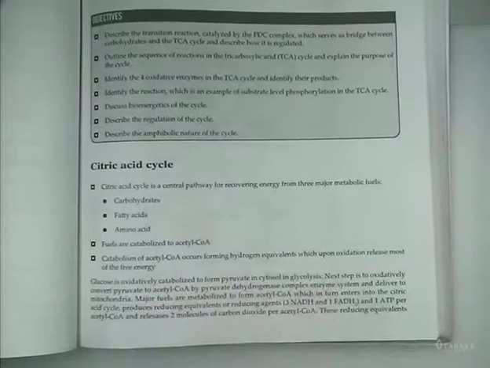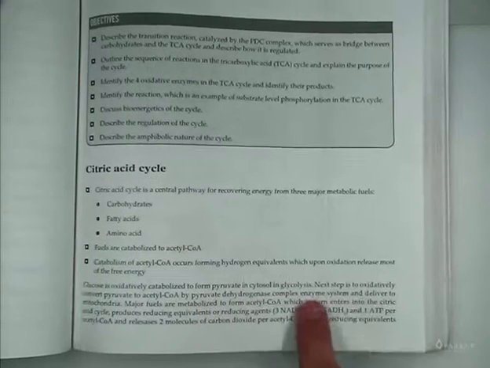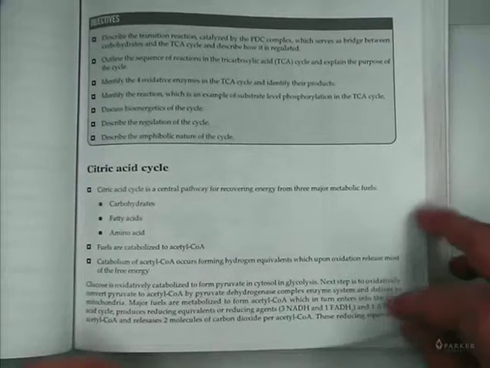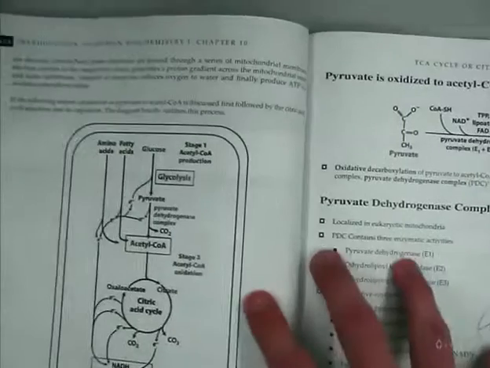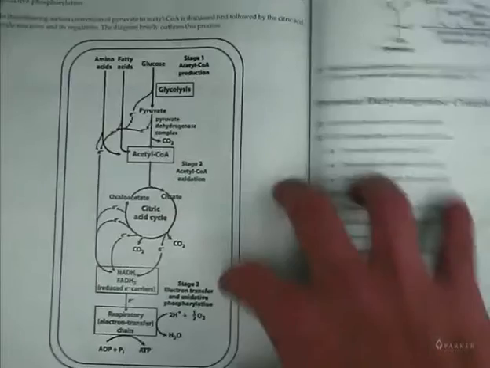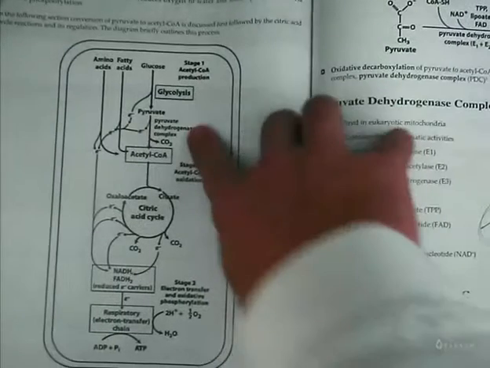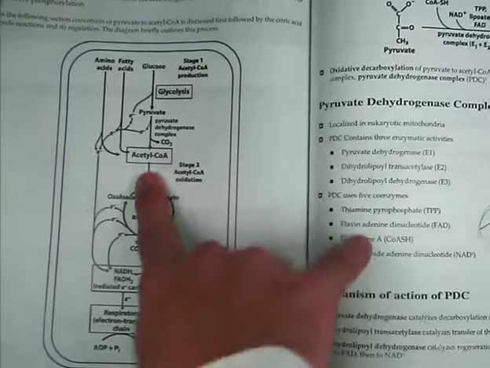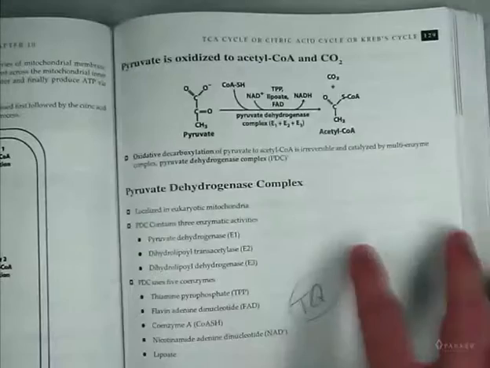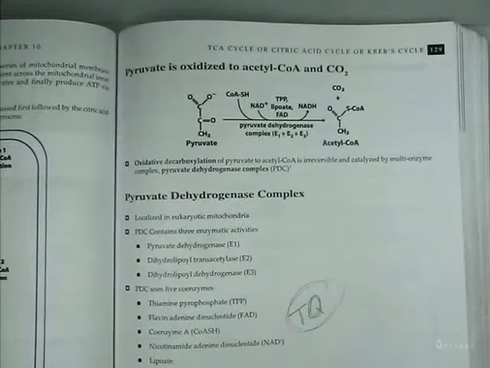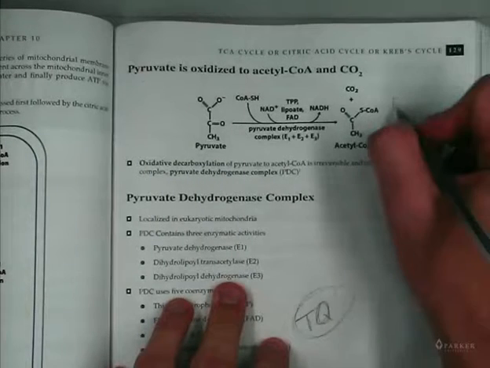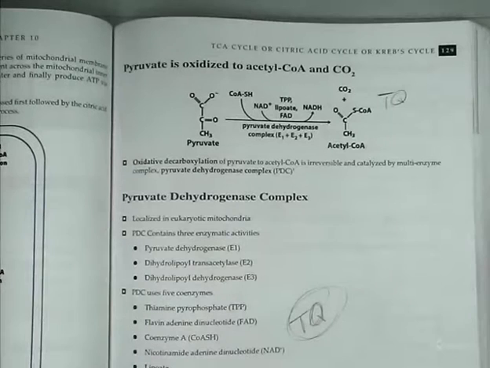Like we said, glycolysis happens in the cytosol, but the next step happens in the mitochondria. We have a nice big picture here going over all the processes. We started off with glycolysis and made pyruvate. Now we're going to use the pyruvate dehydrogenase complex to make acetyl-CoA, which will then directly go into the citric acid cycle. So this equation, you've got to know this chemical equation.